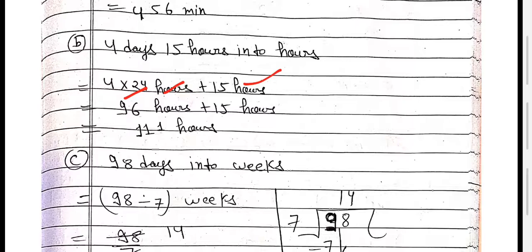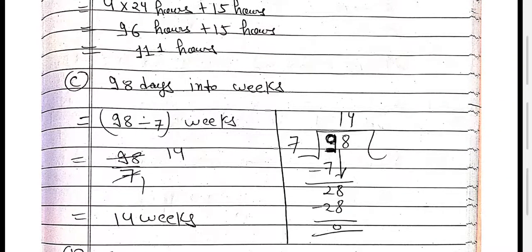Now plus 15 hours. When you multiply 4 by 24, you get 96. That 96 hour plus 15 hour, when you add, it becomes 111. So your answer is 111 hours.